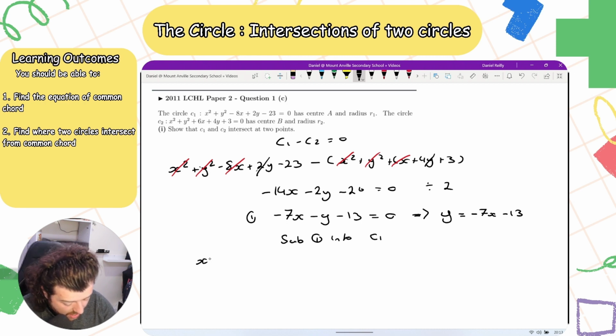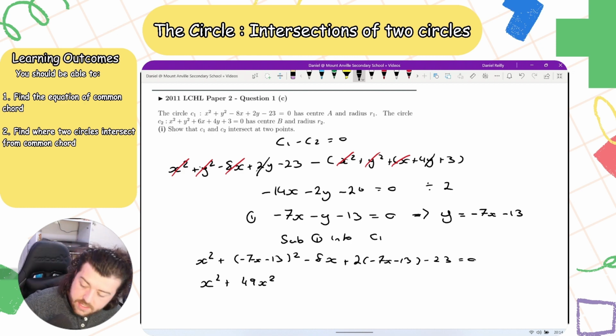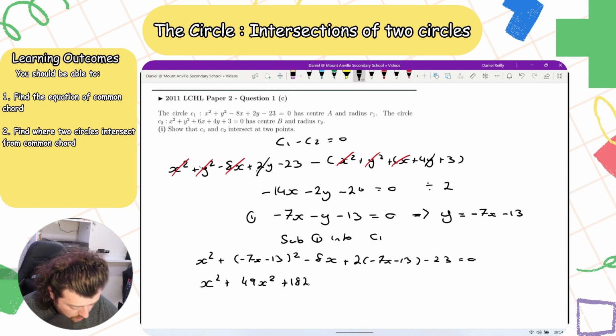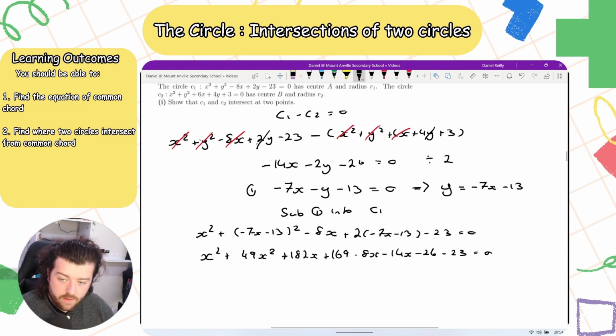So sub y into C1. So I have here x squared plus minus 7x minus 13 squared minus 8 times x, sorry, that's just going to be an x normal. Minus 8x plus 2 times minus 7x minus 13, minus 23 equals 0. So I have x squared plus, this is going to be 49x squared, and then 7 times 13, 182x, then plus 169, minus 8x, minus 14x, minus 23, also minus 26. 2 times minus 13 is minus 26. Right, that's a bit of a doozy.